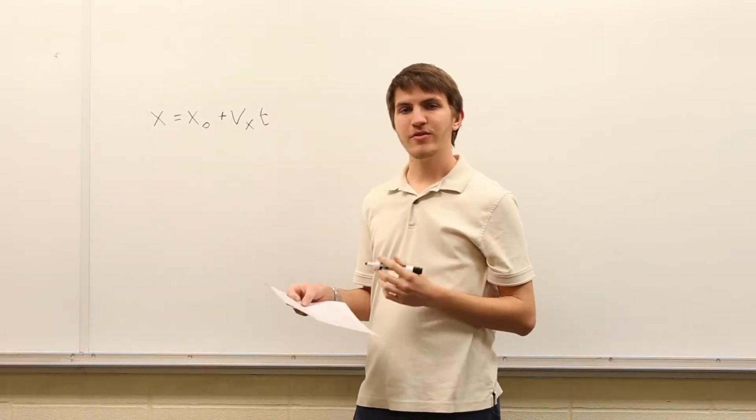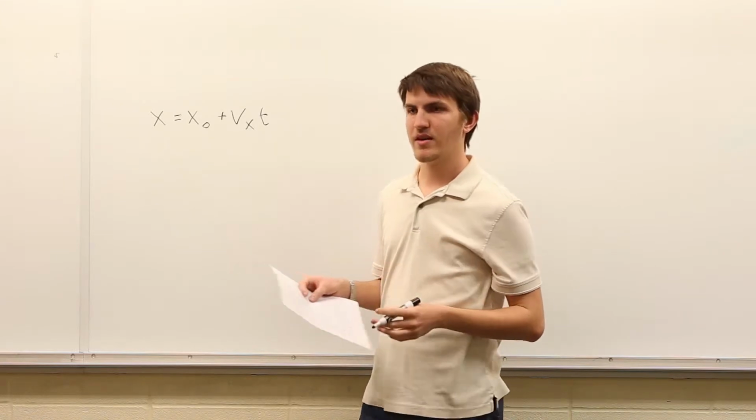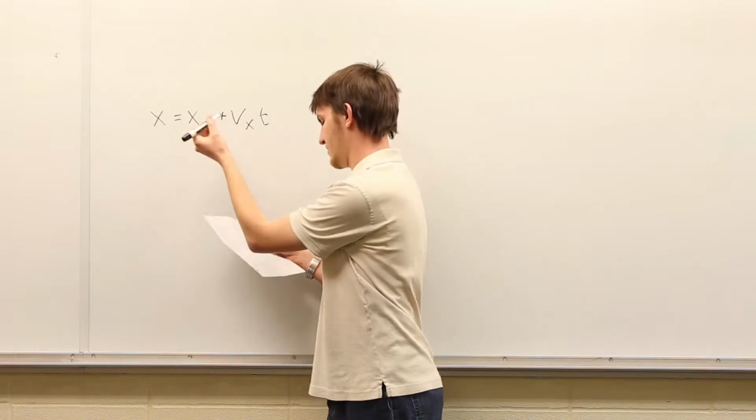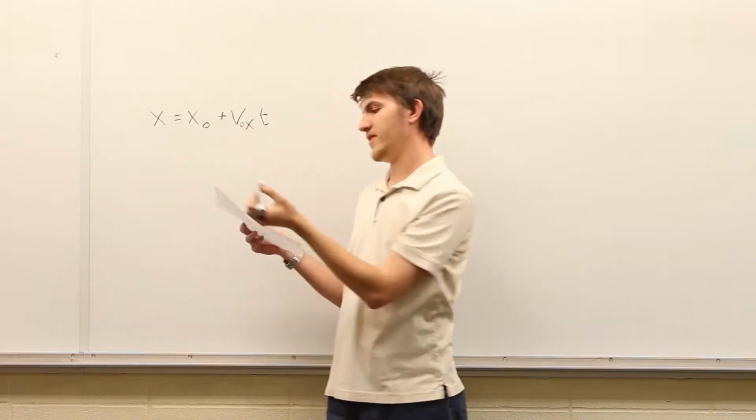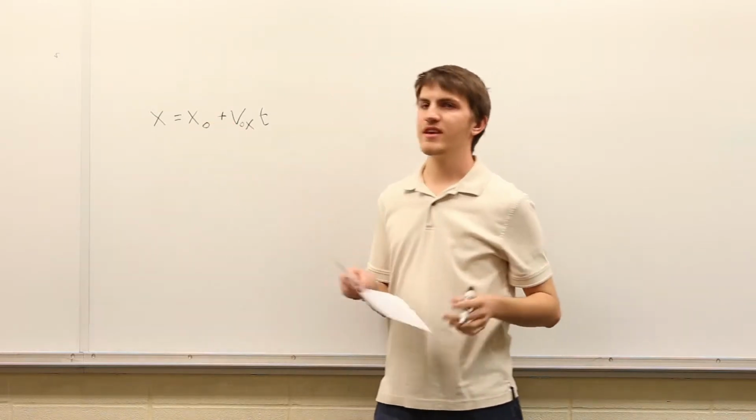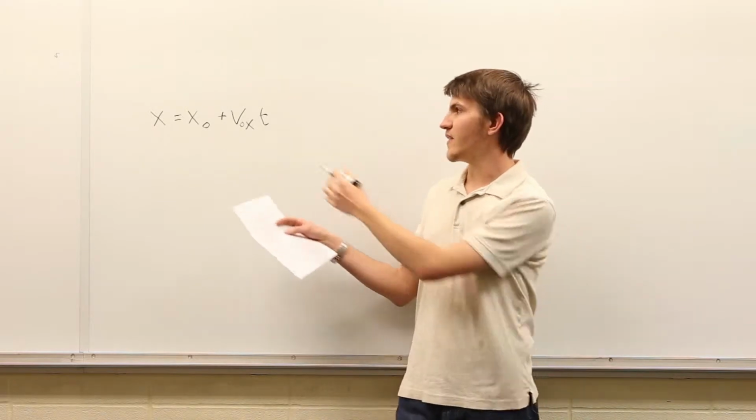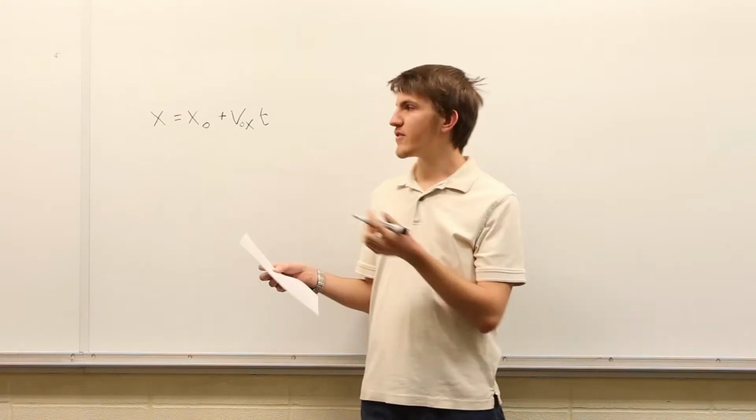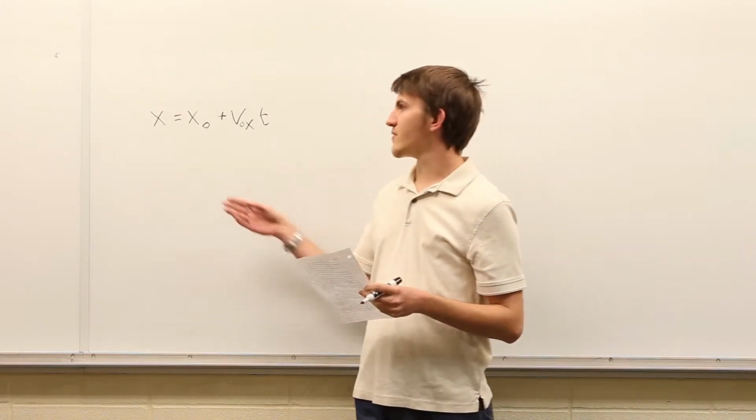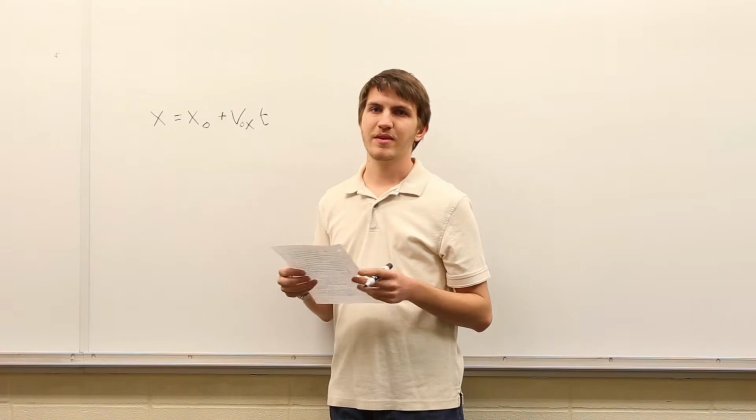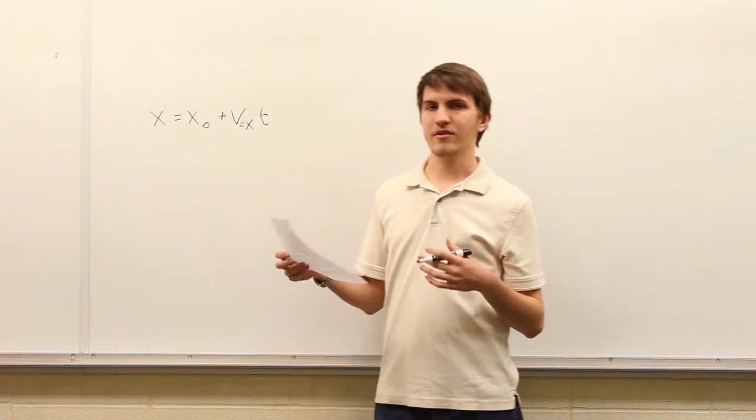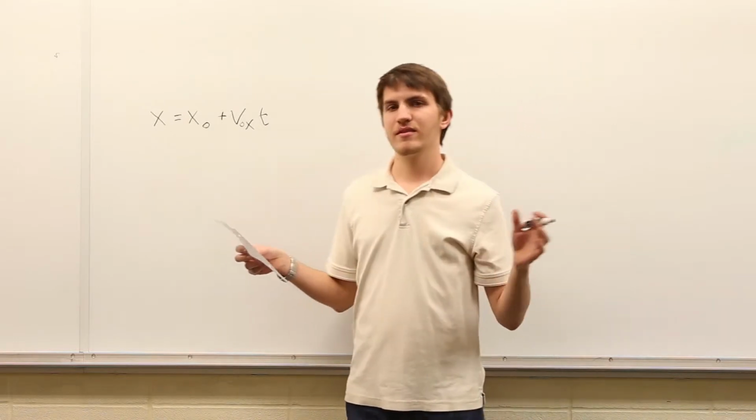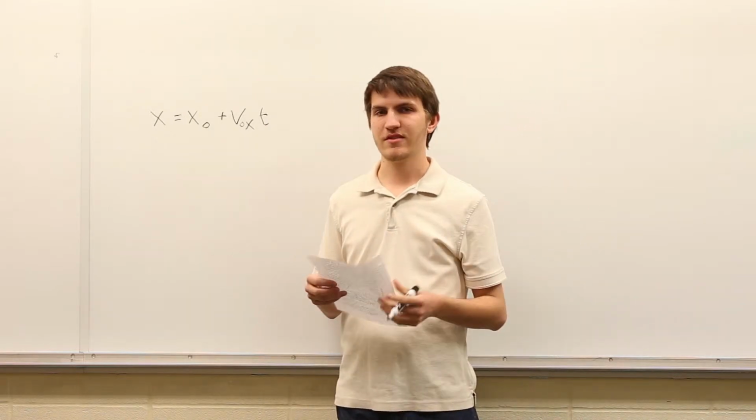X naught is the initial starting location of the particle on the x-axis. And V naught x is the initial x velocity. And then t is, of course, time, which is measured in seconds, typically. And notice in the horizontal direction that velocity is constant. That is because there's no acceleration, such as gravity or wind resistance. We're assuming that the particle is just going to move at the same velocity in the x direction.